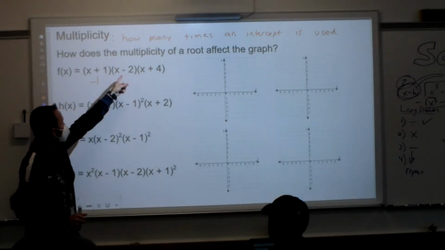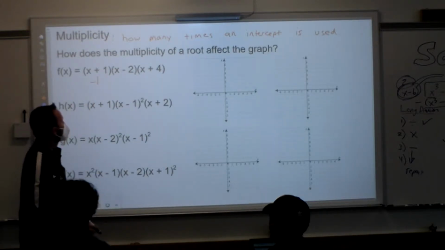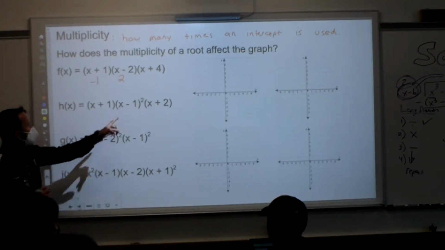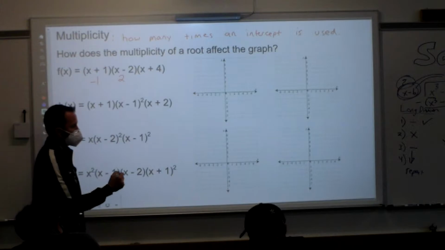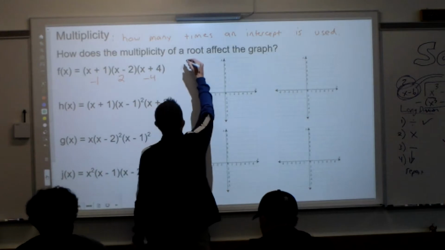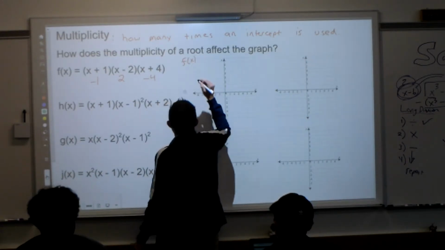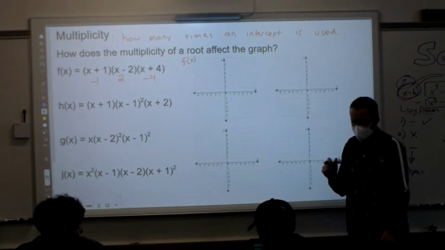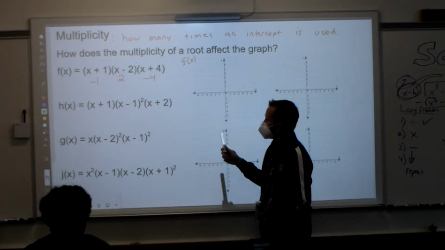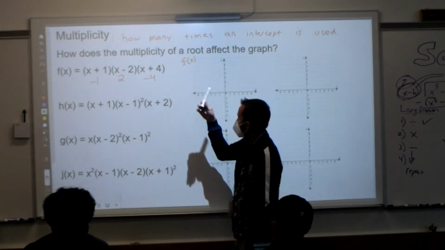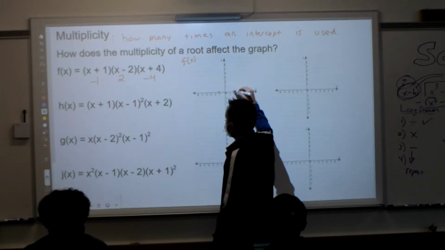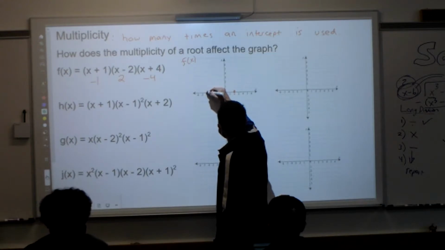Now, what would make this second parenthesis turn to 0? 2 minus 2 is 0, so 2 is another intercept. Right here, what value plus 4 gives me 0? So when I graph f of x, which I'm going to let this one be, and I apologize that the graphs are teeny tiny for you guys, just do your best, I was trying to save paper here, we're going to have 3 x-intercepts. We have negative 1, 2, and negative 4. Negative 1 is right here. 2 is right here. And negative 4 is right here.